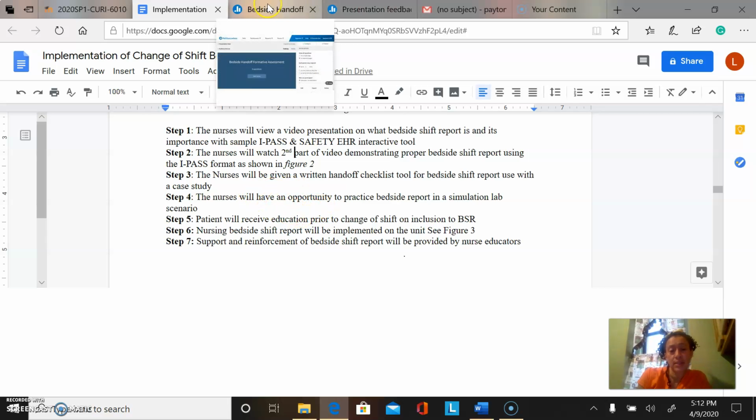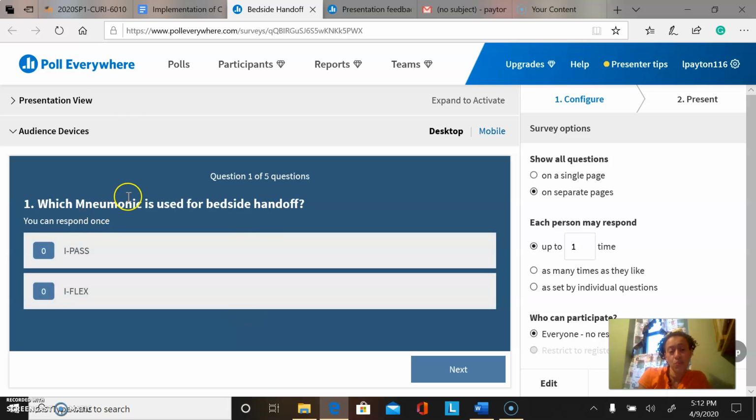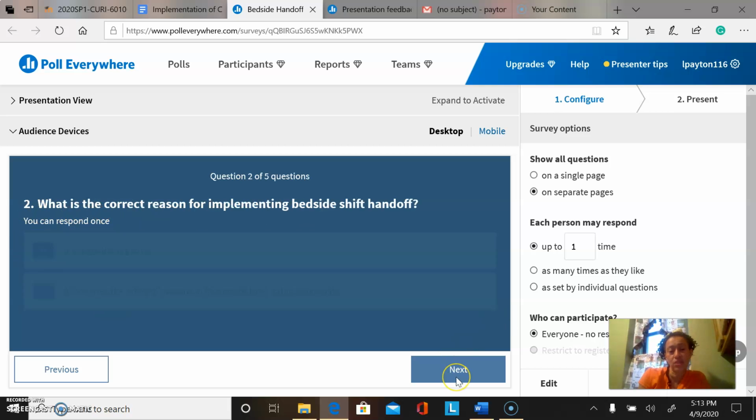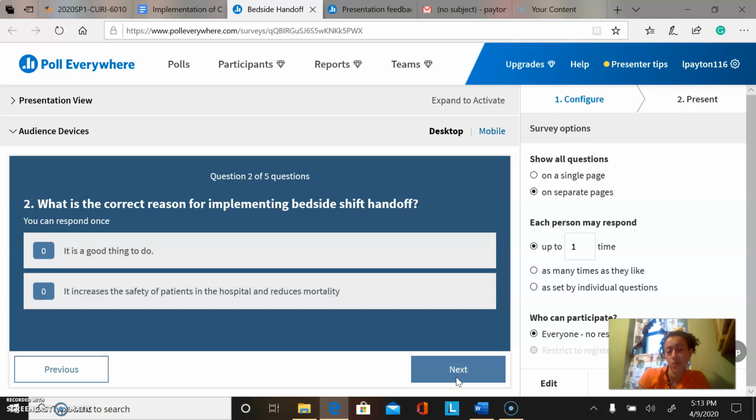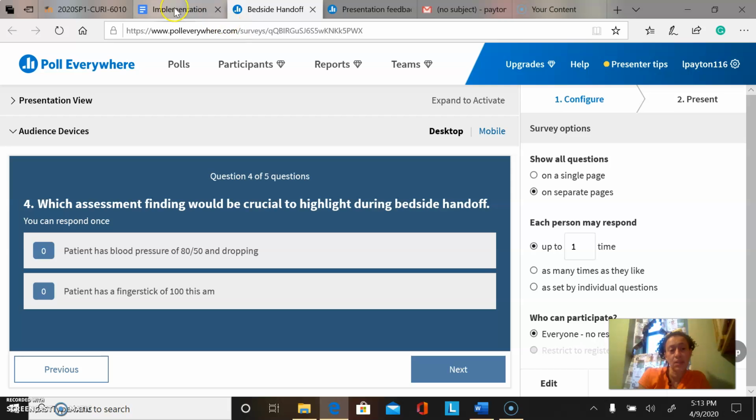Actually, I'm just going to show you a sample of the formative assessment I made. So here is one I made on Poll Everywhere. So this is the bedside formative assessment. I just made it quickly for 5 questions. And then you would start. It basically says which mnemonic is used for bedside handoff. And they can pick the answers. So several questions of this type. I'll just show you a few. So that would be the formative assessment piece and what it looks like.